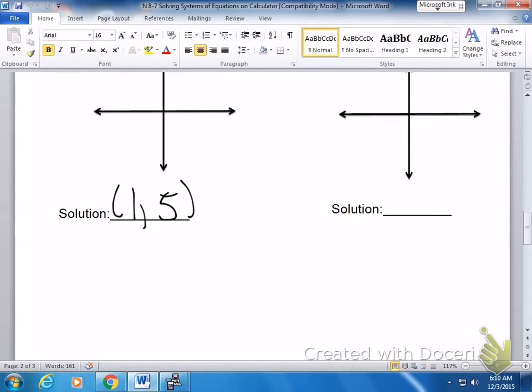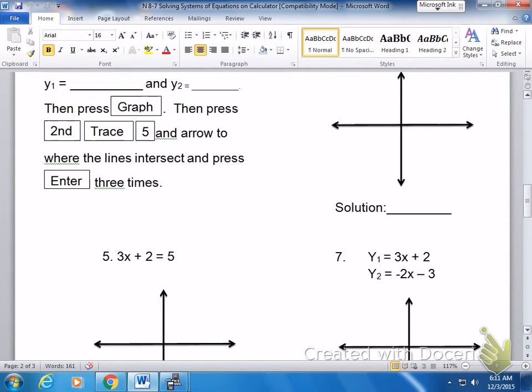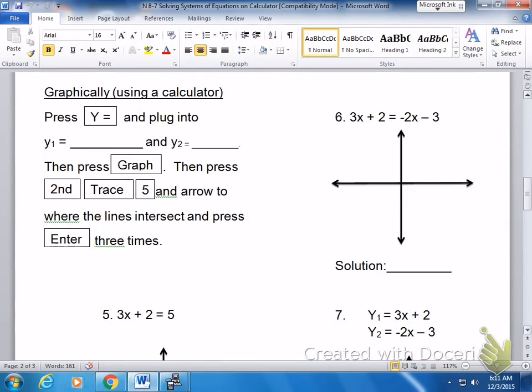Now, I did say we started with an easy one. We moved back up here to number 6. This one is a little bit more complicated. It has quite a few more steps. So it looks like if we're going to plug this into our calculator, we're going to have a y1 that equals one side of my equality, and I'm going to put y2 as the other side. So let's go back into our calculator.